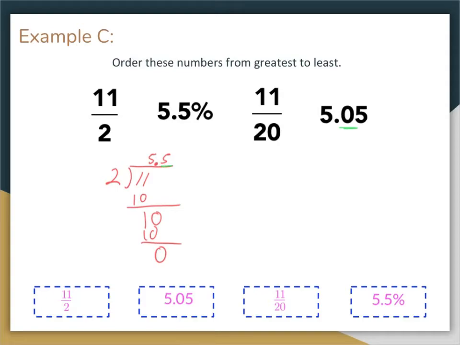I was able to put them in order with doing only a little bit of work, only a little bit of long division. Everything else I was able to use benchmarking for, so reasoning does come in handy here. Let's take a look at example D.